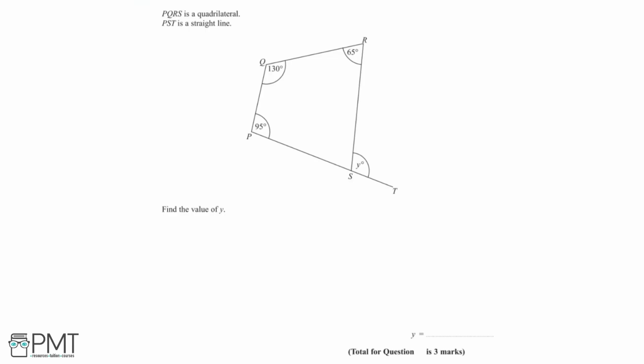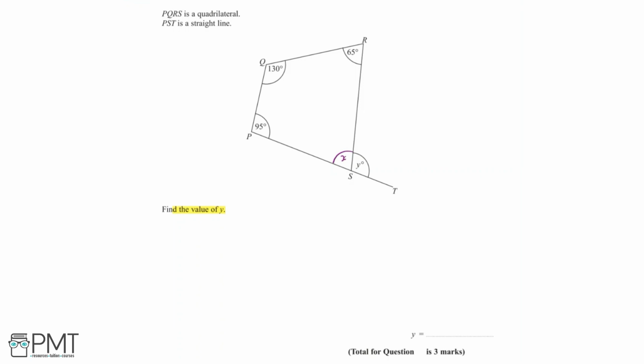In this question, we're told that PQRS is a quadrilateral and PST is a straight line. We need to find the value of y, and in order to do this, we're going to use the angle PSR, which we can label as x. And so we have the quadrilateral PQRS with angles 130 degrees, 65 degrees, 95 degrees, and x. And so we need to find the value of x in order to find the value of y.